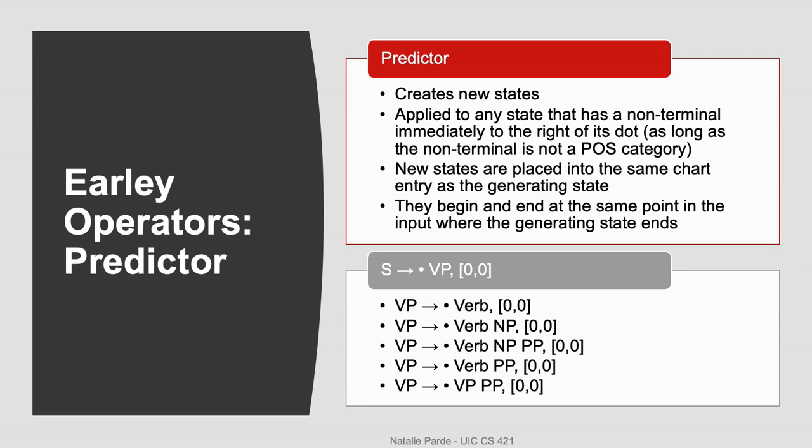The predictor's job is to find new productions that could be generated. The predictor can be applied to any state that has a non-terminal constituent immediately to the right of its dot, and the new states added by the predictor are added to the same chart entry as the generating state, and they should also begin and end at the same points as the generating state. So, for example, a production rule with a dot followed by a verb phrase with a non-terminal constituent could have the predictor operation applied to it and result in a bunch of new production rules for verb phrases added to the table. If the dot followed the verb phrase in that same statement, though, the predictor operation could not be applied.